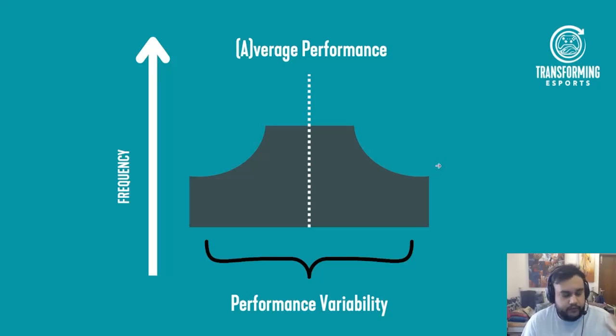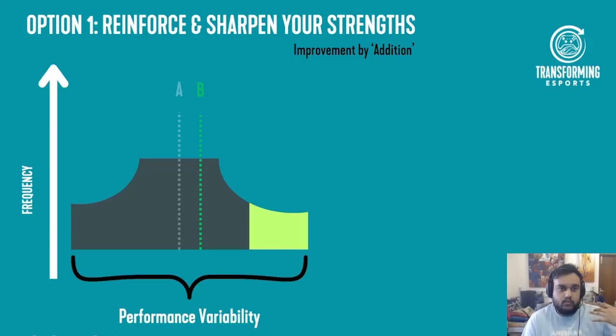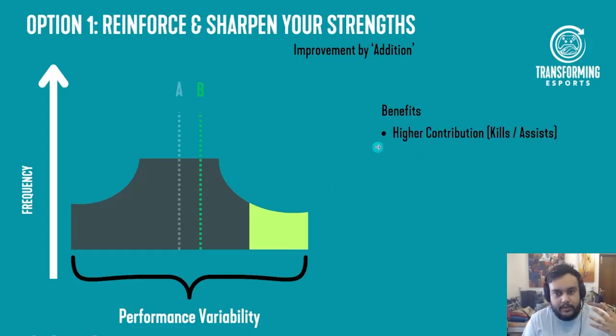So the first, or the most obvious change, is people get better at doing good things. So we call this improvement by addition. As you can see in the graph here, the player has gotten better over time in practice, and on the right side, his best performances have stretched. There's some great benefits, and the way we know this is happening is, maybe they're contributing more, they're having more impact on the map. We can quantify this as well, maybe looking at their kills, the assists, and other relevant metrics related to their roles and their positions.